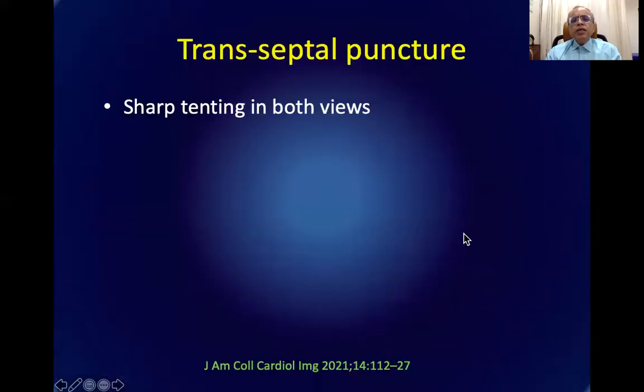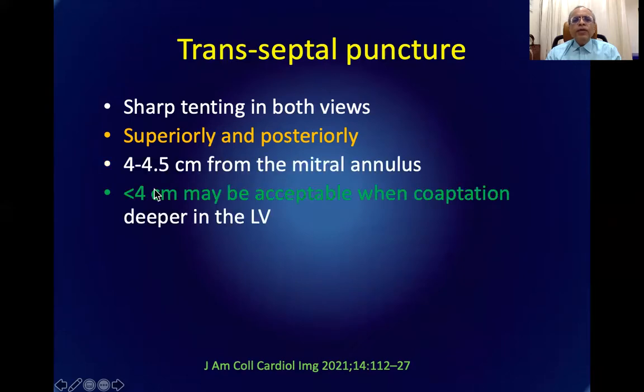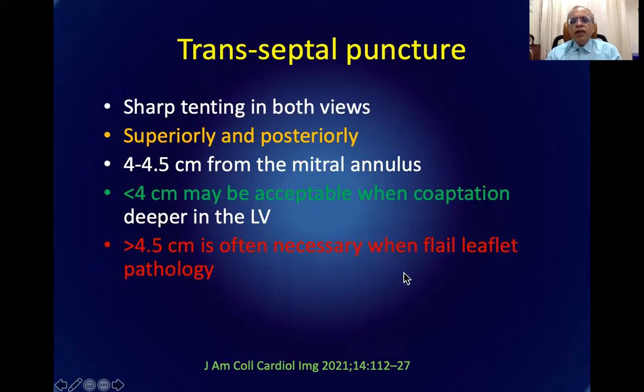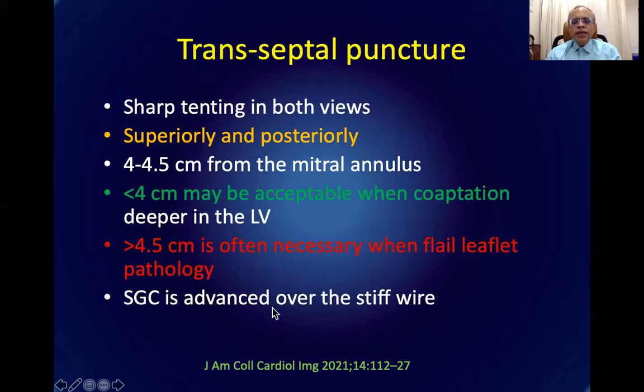So the trans-septal puncture, achieving it correctly, is half the battle won. There should be sharp tenting in both the views. It should be slightly superior and posterior. It should be at least 4 to 4.5 centimeters above the mitral annulus. For a very deep coaptation, less than 4 centimeters may be acceptable, or if the flail leaflet is going all the way into the LA, then more than 4.5 centimeters may be desirable.